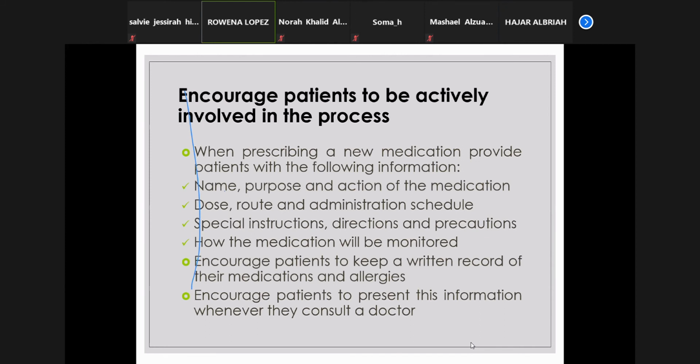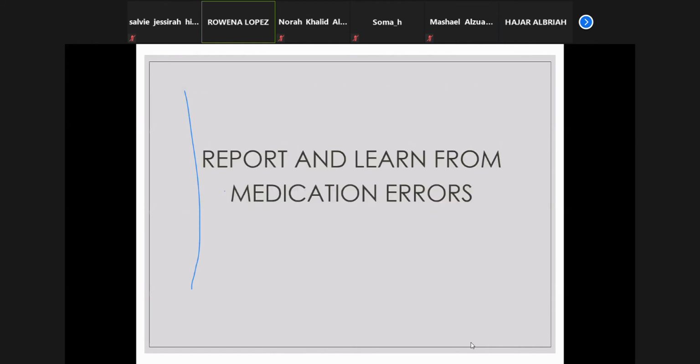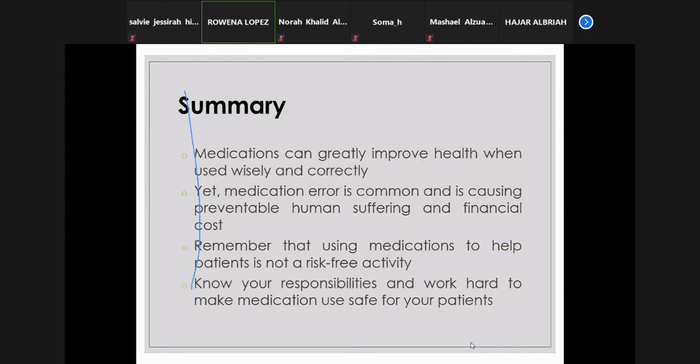So encourage patients to keep a written record of their medications and allergies. Before they are discharged from the hospital, the patient usually has a medical report or discharge summary. Make sure you encourage them that every time they go to the outpatient department for a checkup, they have to bring this discharge summary form. Encourage patients also to present this information whenever they consult a doctor, and to report and learn from medication errors.